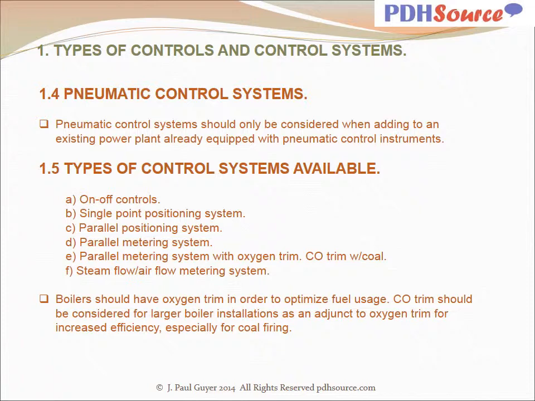With regard to pneumatic control systems, they should only be considered when adding to an existing power plant already equipped with pneumatic control instruments. The types of control systems available are on-off, single-point positioning, parallel metering system with oxygen trim, carbon monoxide trim with coal, steam flow metering system. Boilers should have oxygen trim in order to optimize fuel usage. Carbon monoxide trim should be considered for larger boiler installations as an adjunct to oxygen trim for increased efficiency, especially for coal firing.